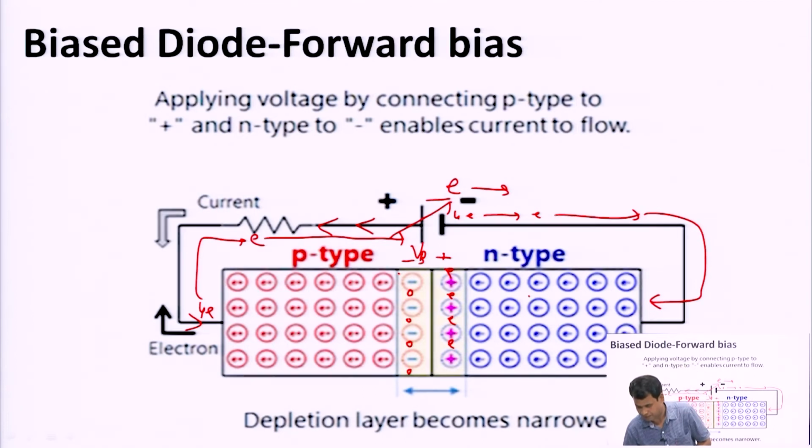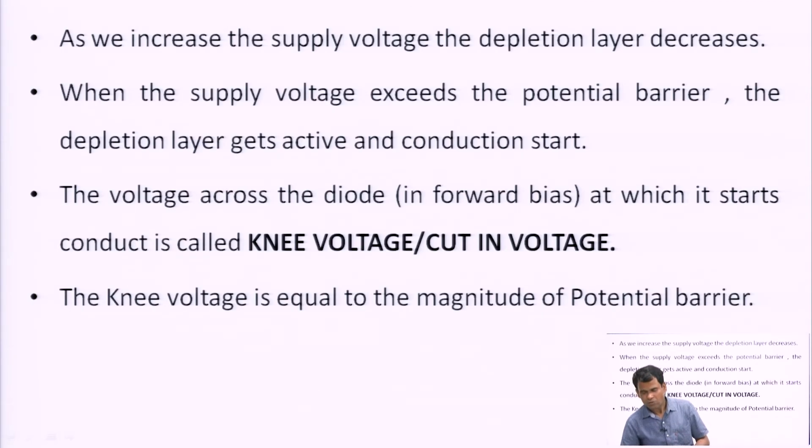Now there are some terms in the forward bias. The first term is called the knee voltage. What is knee voltage basically? The forward voltage across the diode at which it starts to conduct rapidly is called knee voltage or cut-in voltage.